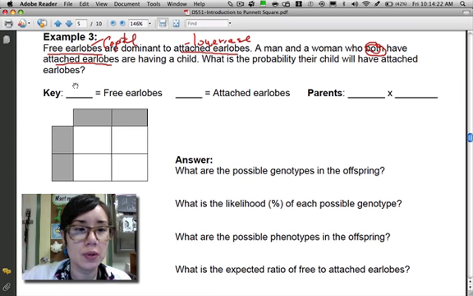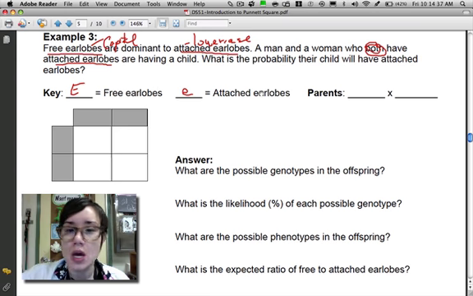Free earlobes are capital. I'm going to go ahead and use a big E again, and then our attached is going to be lowercase. Remember that you could use whatever letter you want here as long as they're the same type of letter. I'm just using E's because they look distinctly different in their capital and lowercase form so that I don't get confused. Now it says that both of my parents have attached earlobes.